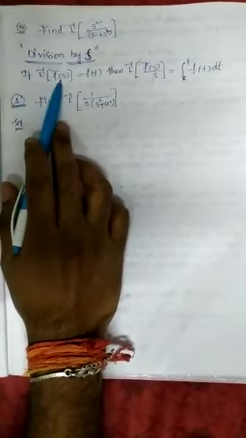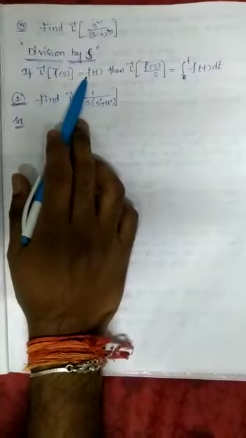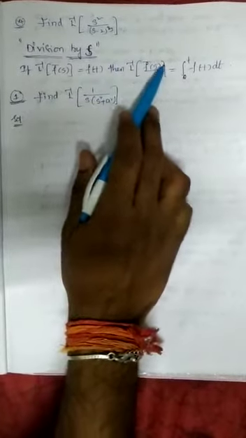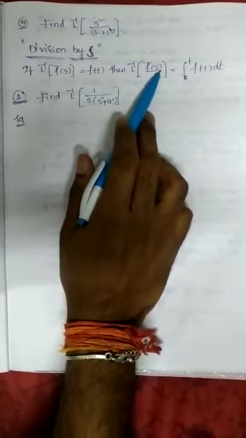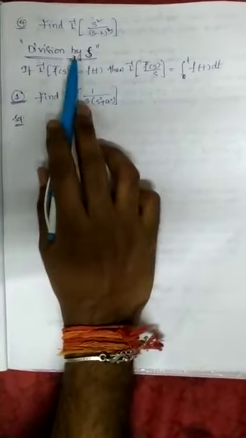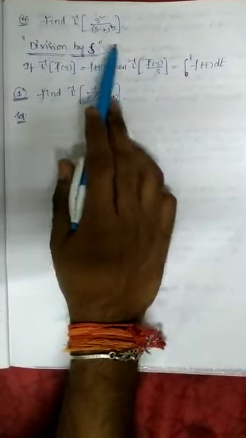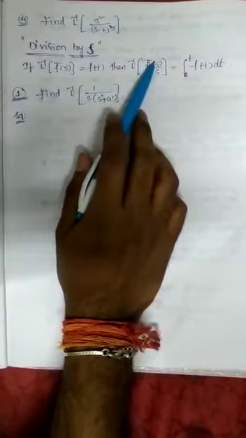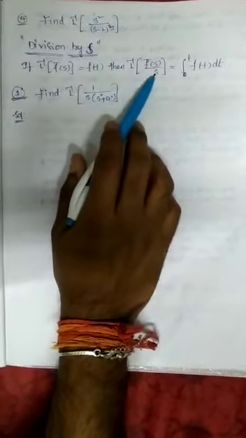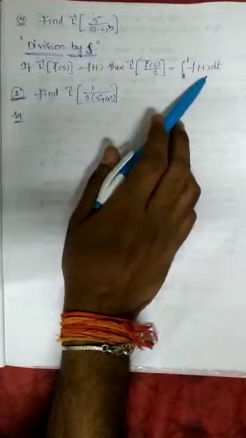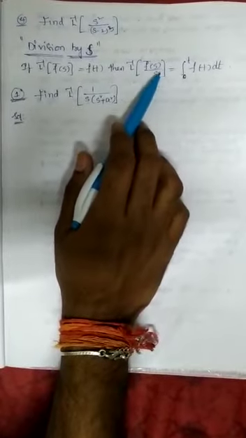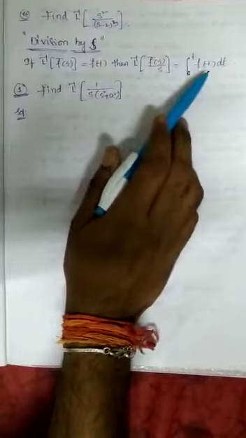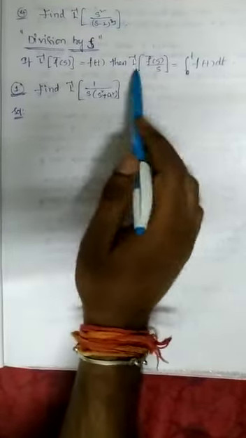If Laplace inverse of f bar of s, we know, is considered as f of t, then Laplace inverse of f bar of s by s is the division by s. In the multiplication by s we differentiated the function. Now here in the division by s we have to integrate the function. So Laplace inverse of f bar of s by s becomes integral 0 to t, limits are 0 to t, f of t dt. So that is the statement.